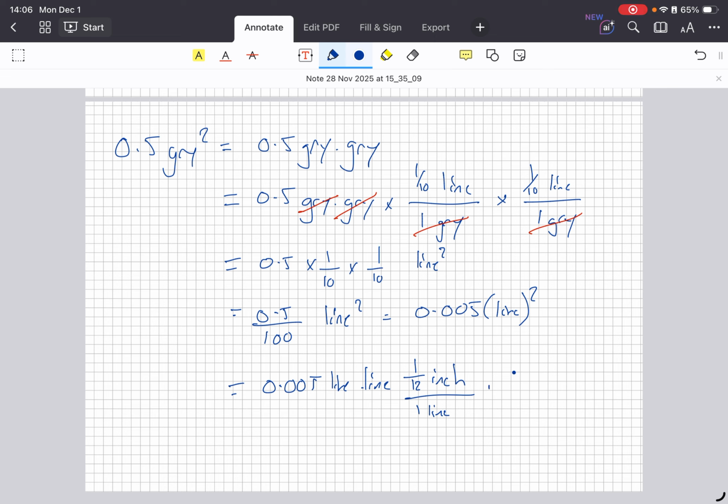And again, we'll multiply by 1 again. So 1/12 of an inch over 1 line. And again, we'll get cancellation here. So lines here cancel there. And we'll get then as our final expression on this page, 0.005 times 1/12 times 1/12 inches squared.